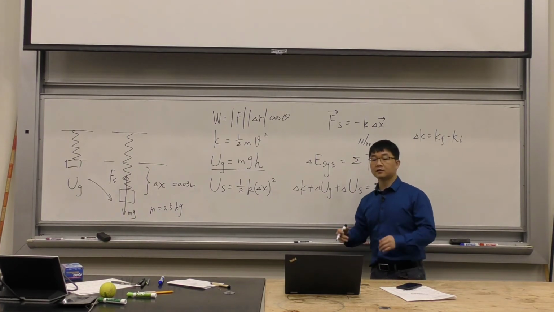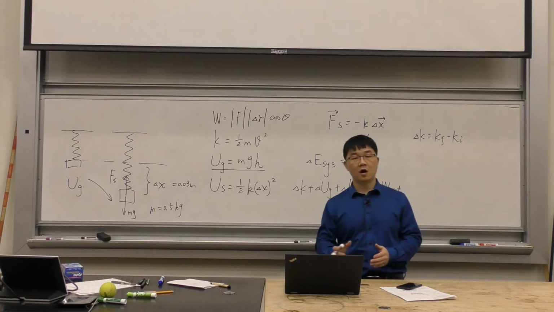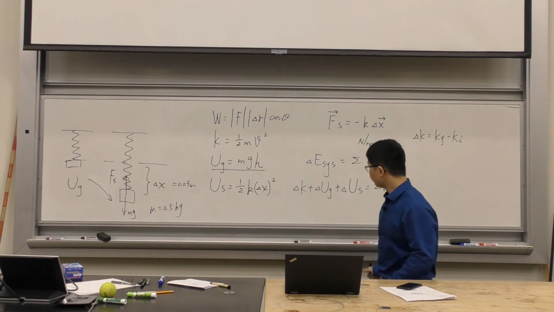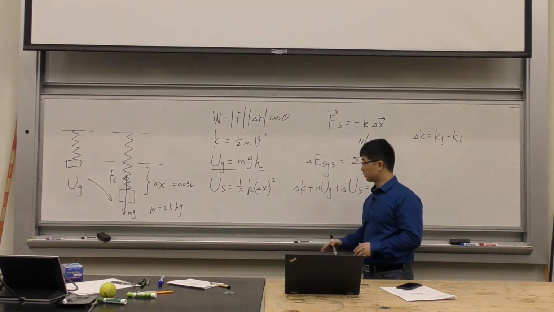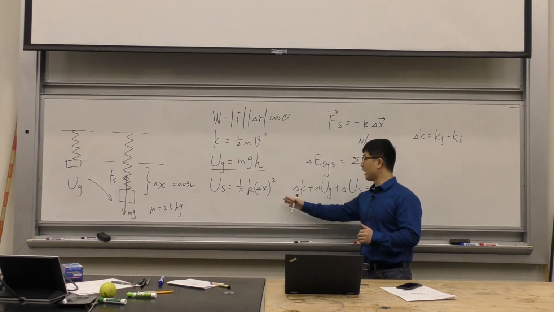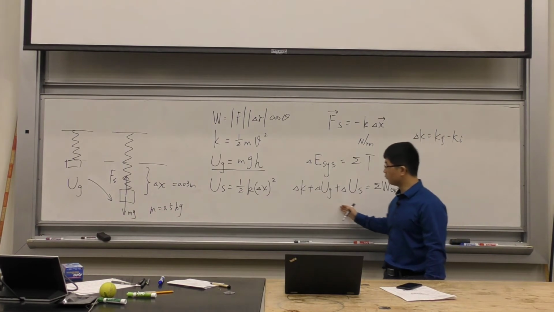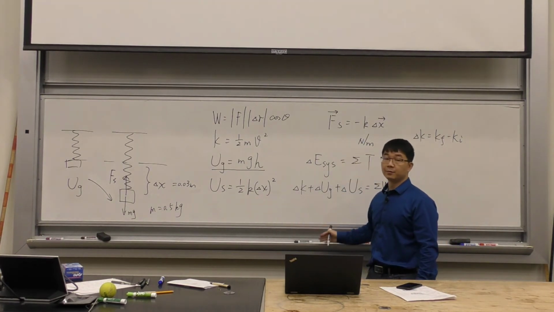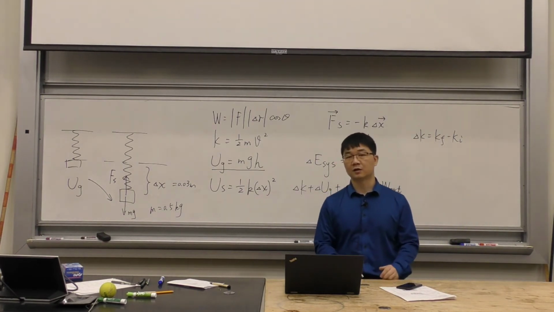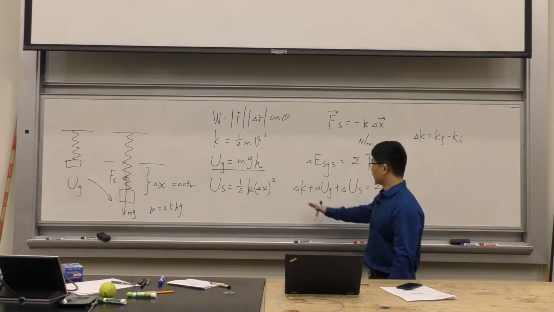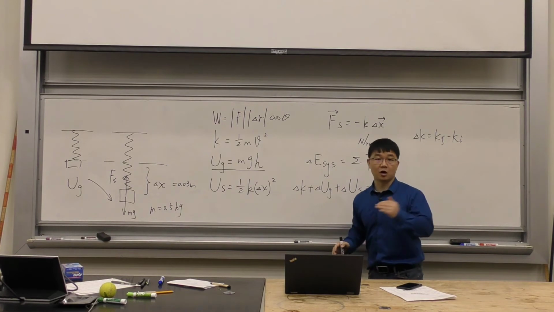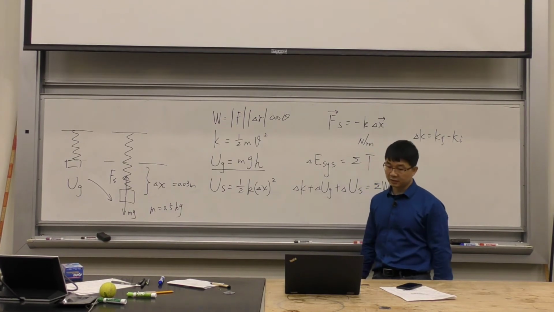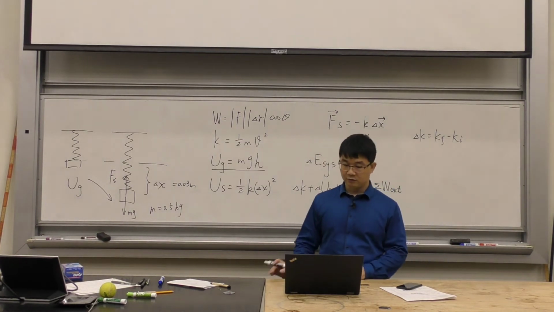Right? And then sometimes you may have many objects in your system. So you're going to get delta K for every object, delta UG for every object, delta US for every object. So you may end up with a lot of terms on the left. But you always know how to set up the left-hand side, right? Because you just do final minus initial for each term for each object. Okay? So that's how you set up the left-hand side.